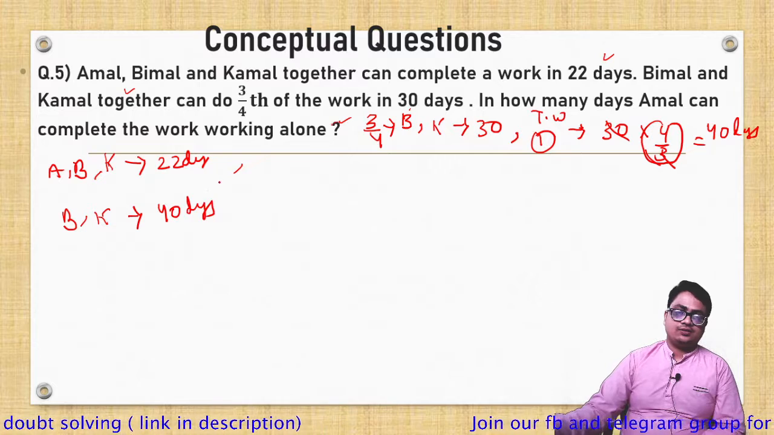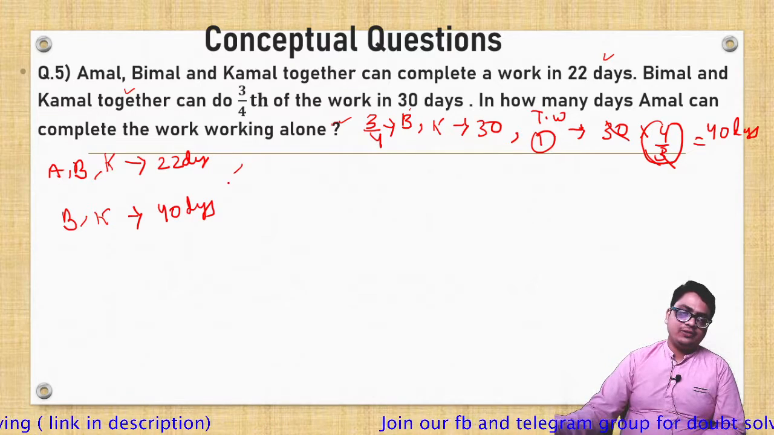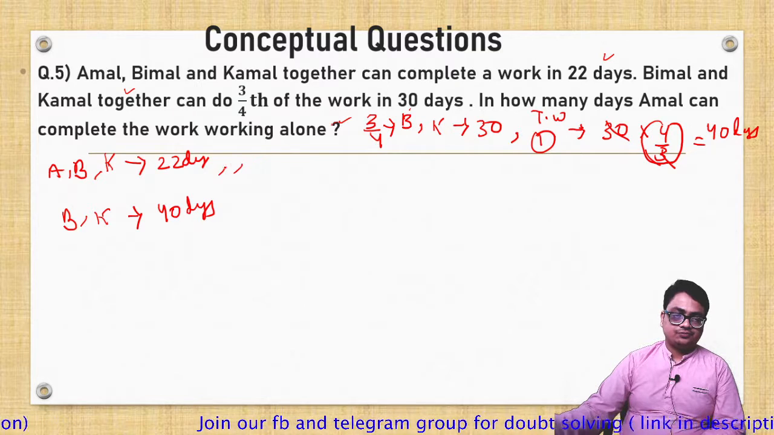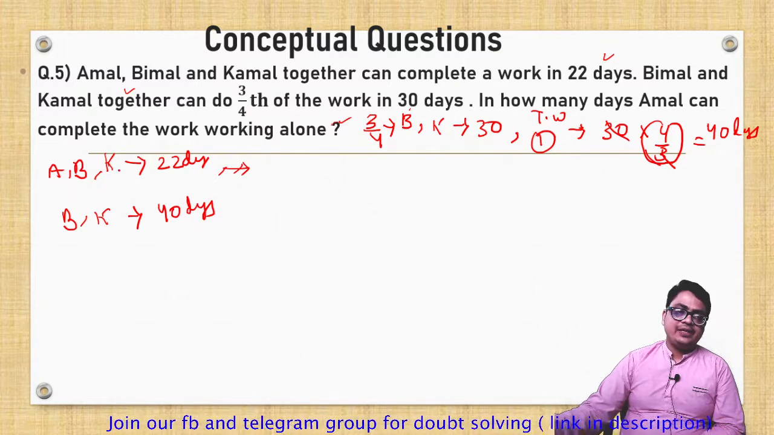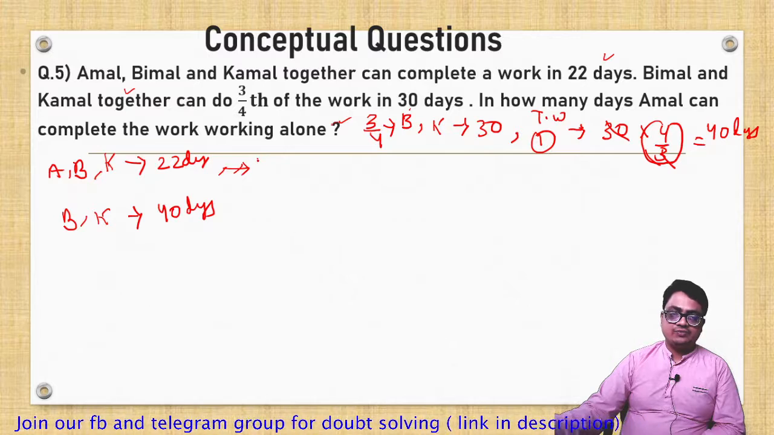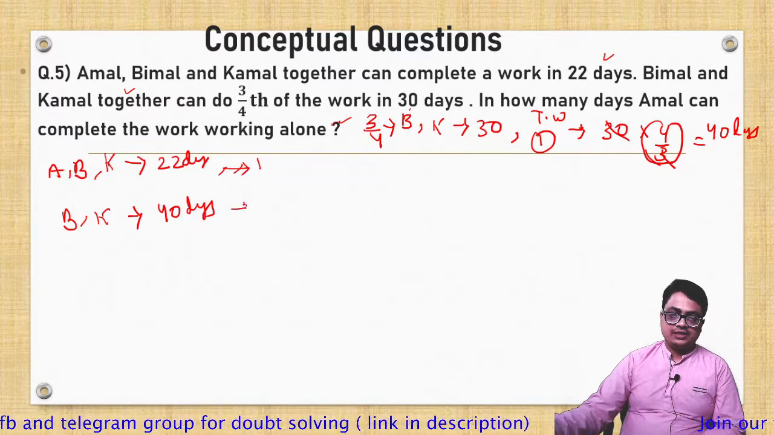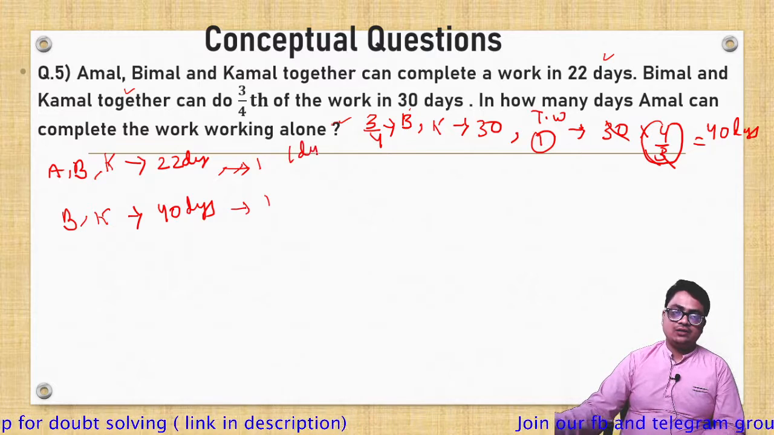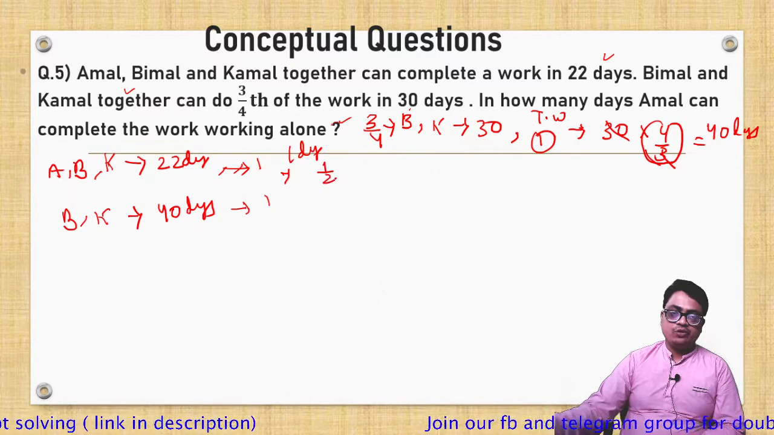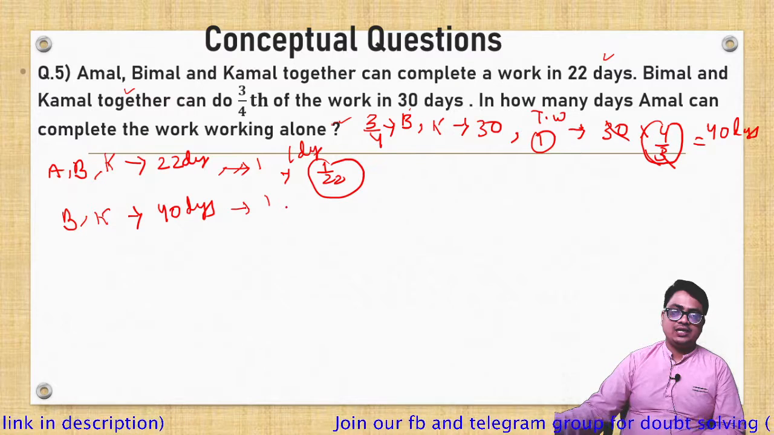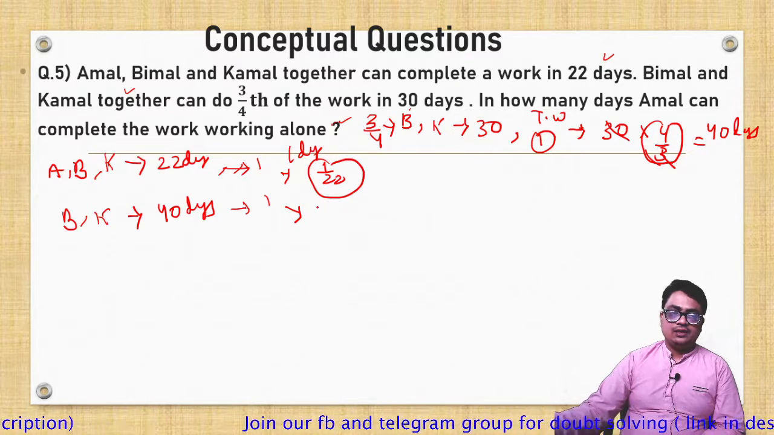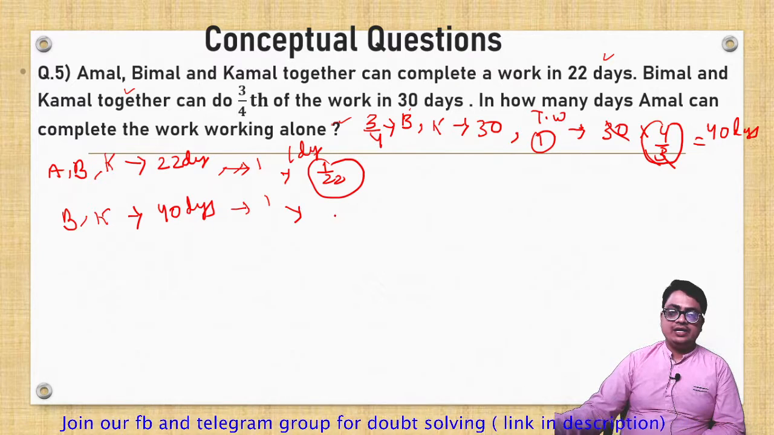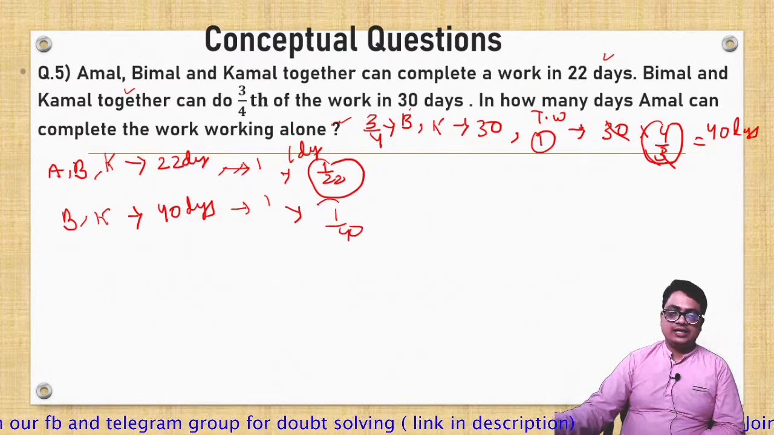Okay. So you can do this by the unitary method. A, B, K are doing the work in 22 days, which means they are doing 1 unit of work, the total work. So their 1 day work will be 1 by 22. And B, K complete 1 unit in 40 days, so in 1 day they do 1 by 40.